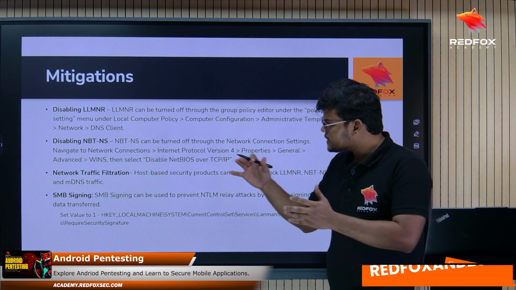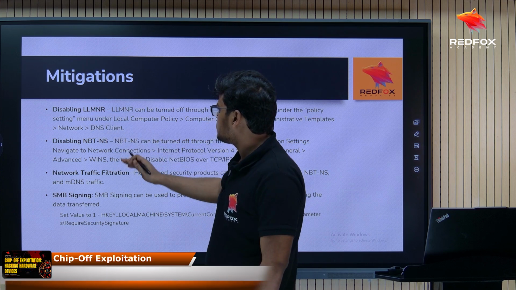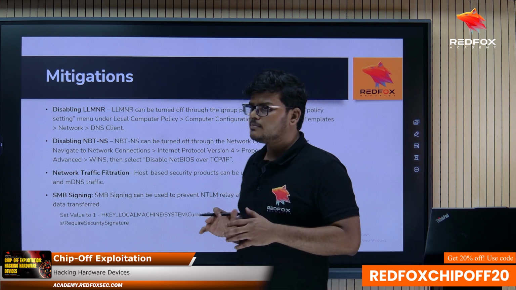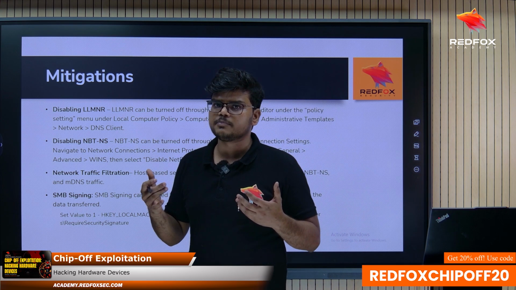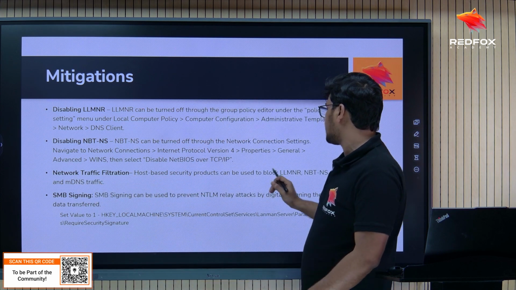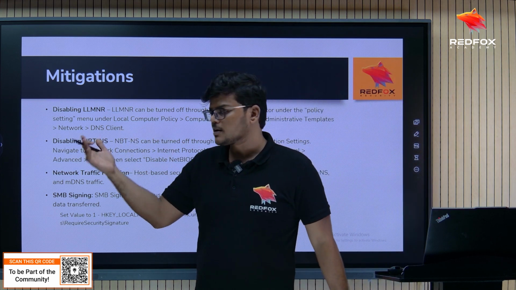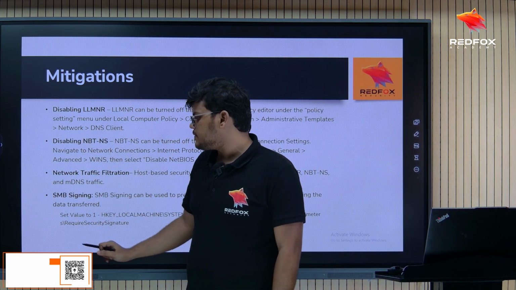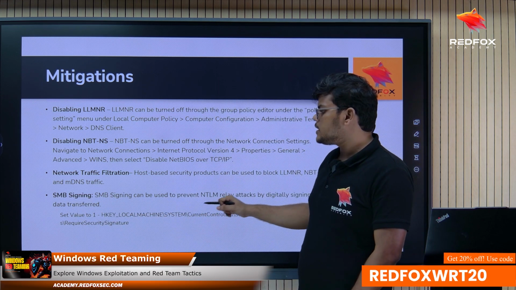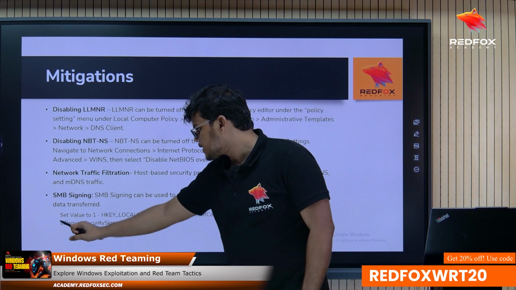And coming to the mitigations, how you can mitigate this? You can disable these protocols, the LLMNR, NBT-NS or mDNS protocols, so that the broadcast request will be disabled. It will not reach the attacker machine. You can also have network traffic filtration, so that this broadcast traffic will not reach the attacker machine. And the best recommendation that we can give is that enable SMB signing and put it in the enforced or the required mode. Okay, so this is the value that you have to set, so that the attack will not work.